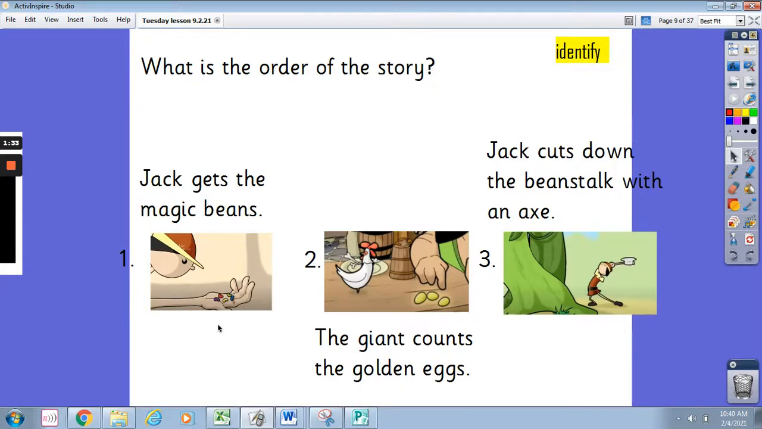Brilliant. So the first picture should be when Jack gets the magic beans when he sold the cow. The second picture should be when the giant is counting his golden eggs. And the last picture should be when Jack is cutting down the beanstalk with his axe.